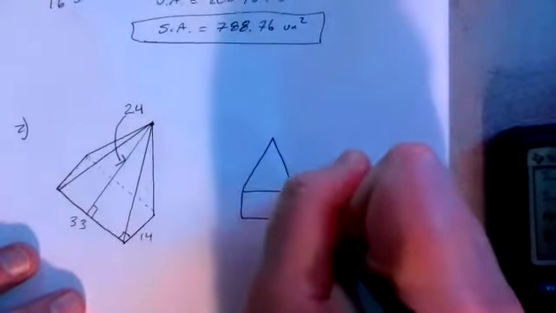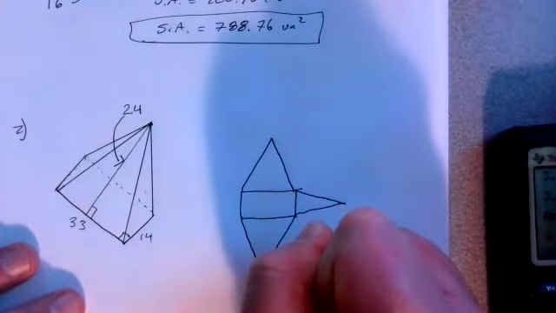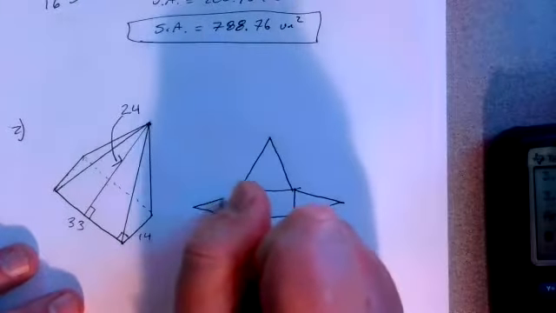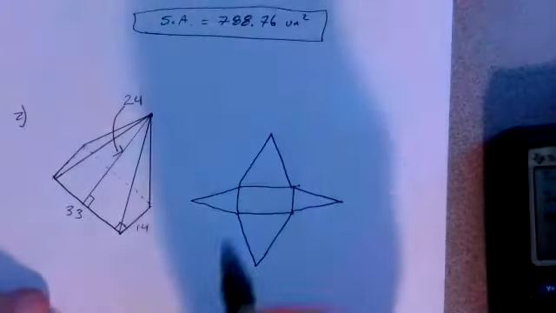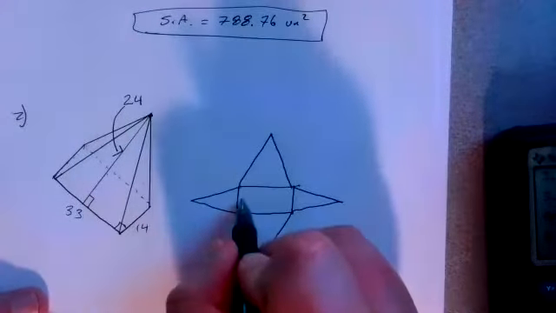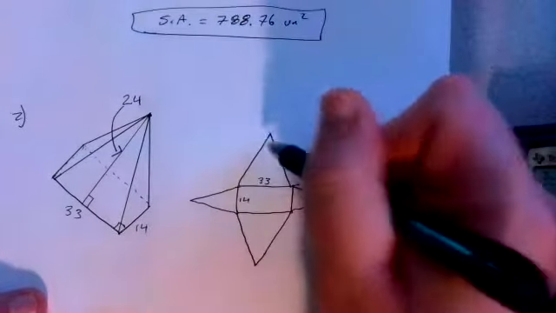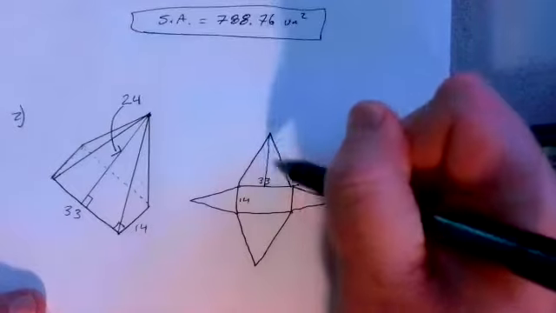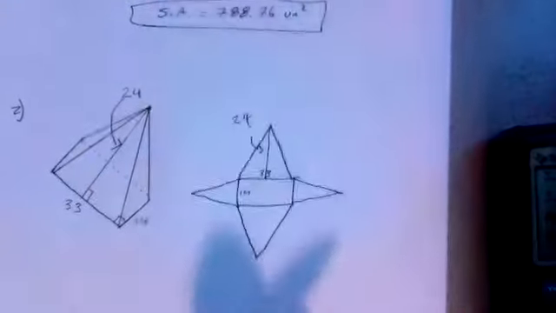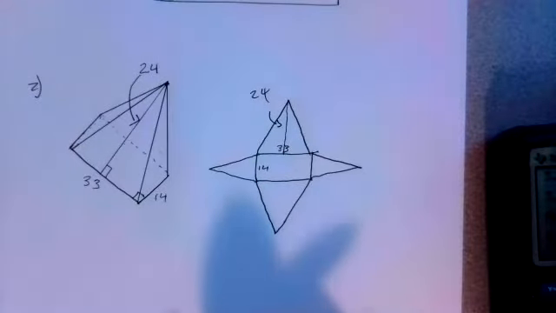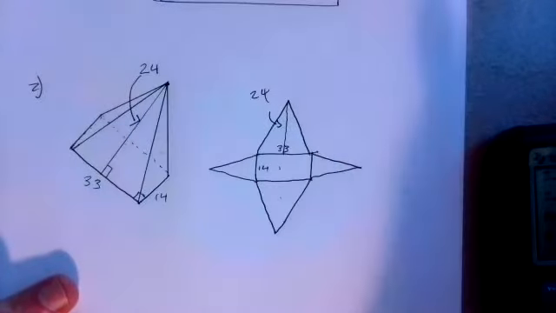So 4 triangles that go off the sides, right? So what I do know is that this distance here is a 14, this distance here is a 33, and the slant length here is a 24. So just thinking about the total surface area, I have the rectangle and 4 triangles, right?